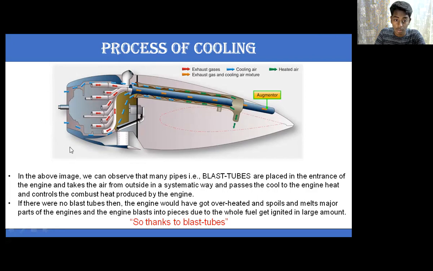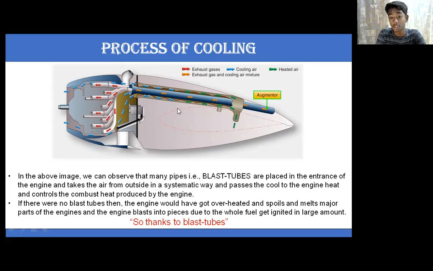As we can see, it is placed at the entrance of the engine and takes the air from outside in a systematic way and passes the cool air to the engine, and then it controls the engine heat and the combustion heat produced by the engine. So this is how a blast tube works for cooling a jet engine.